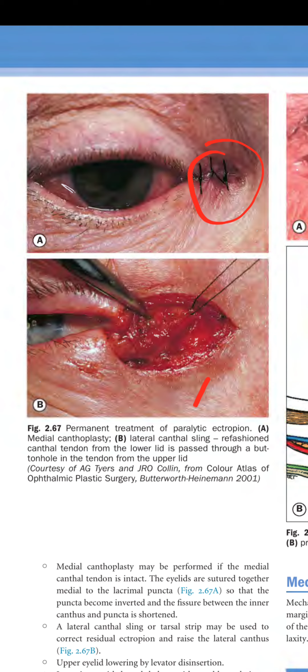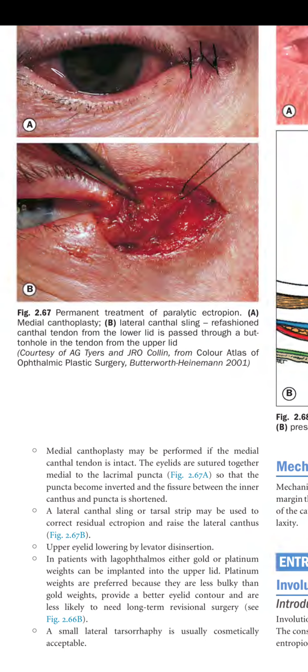Basically in this case, this is the puncta, and medial to the puncta we suture the upper and the lower eyelid so that the distance between the inner canthus and puncta is shortened, and the patient is able to close his eye. Lateral canthal sling or tarsal strip may be used to correct residual ectropion and raises the lateral canthus.